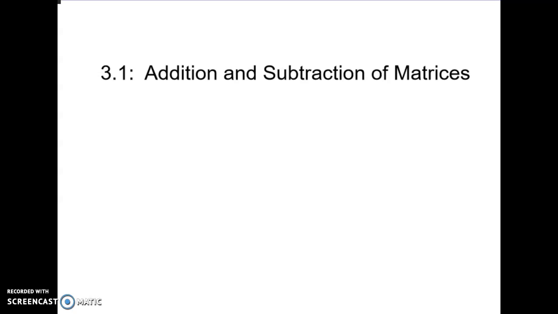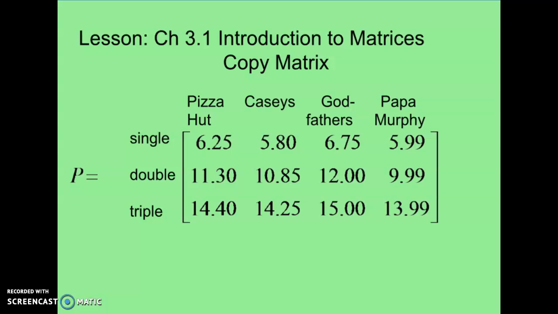3.1 Addition and subtraction of matrices. So an example of a matrix is given below. What are the costs of pizza depending if you have a single topping, double topping, or triple topping, or it could be like size of pizza too. Okay, so this would be one example of why we might want to organize our data in a matrix.